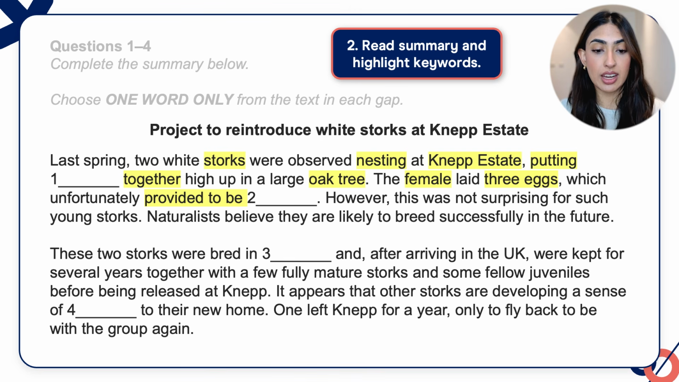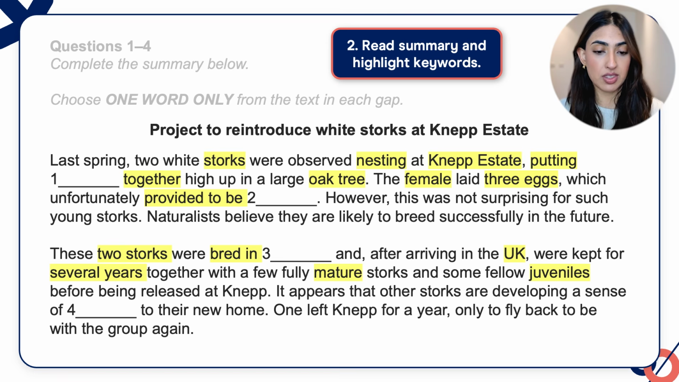These 2 storks were bred in blank, and after arriving in the UK, were kept for several years together with a few fully mature storks and some fellow juveniles before being released at NEP. Here, I've highlighted 2 storks because it's a specific number, bred in as it comes before the numbered blank, UK because it's a specific place, several years because it tells us how long the storks were kept together, and mature and juveniles because they specifically describe other storks.